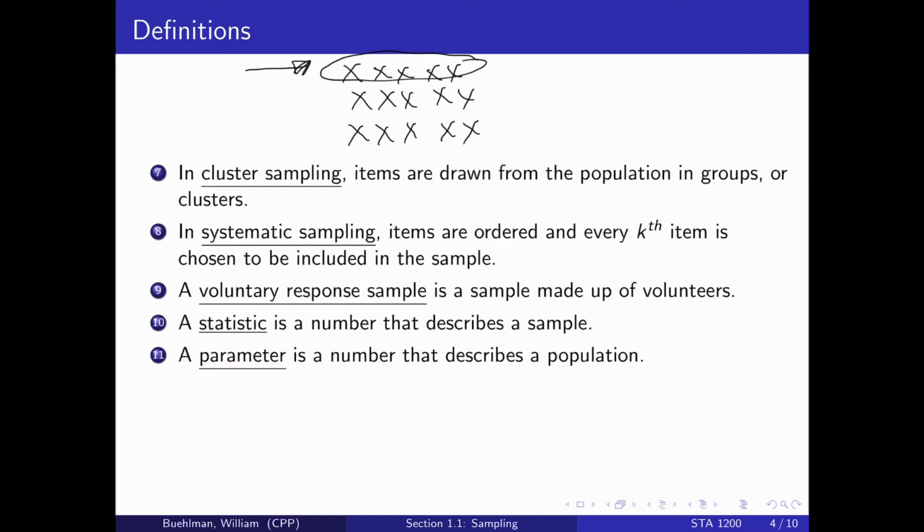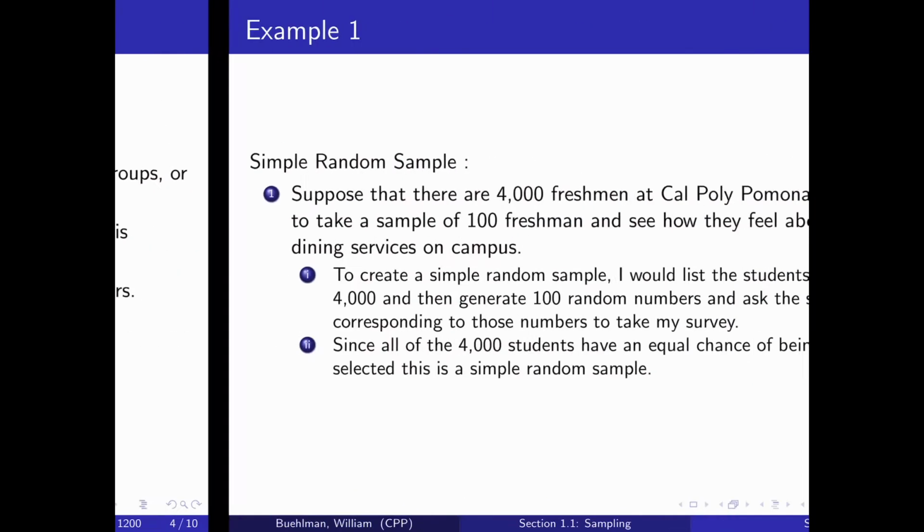Next, we have statistics. Statistics describe samples. So whenever we're talking about statistics, we're talking about the sample. And then we have parameters. Parameters describe populations. A good rule of thumb to remember is statistic starts with S, sample starts with S, parameter starts with P, population starts with P. So just remember that statistics go with samples, parameters go with populations.